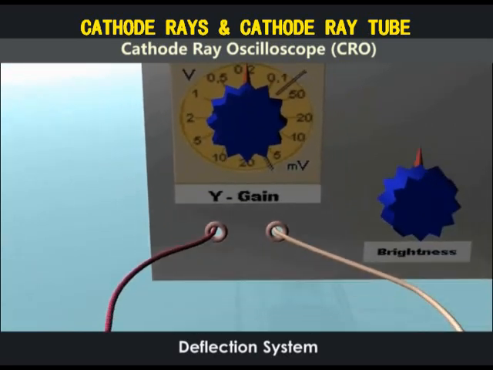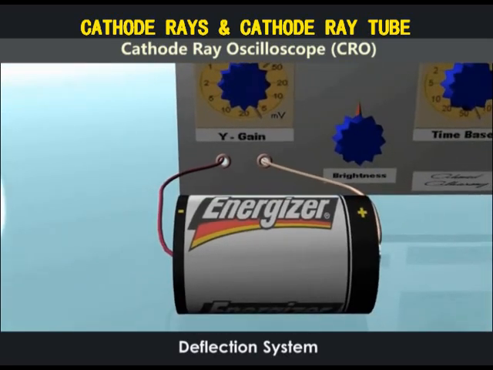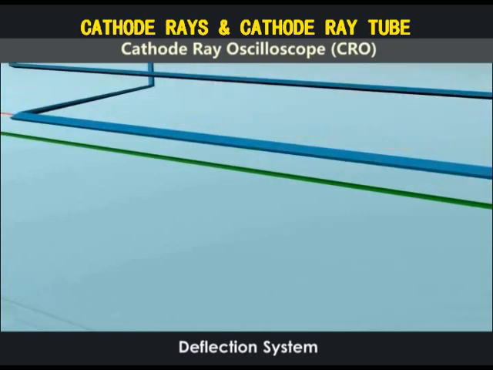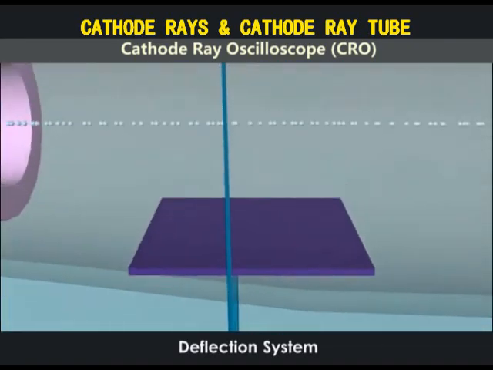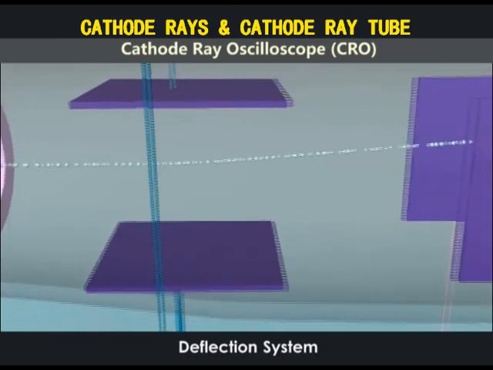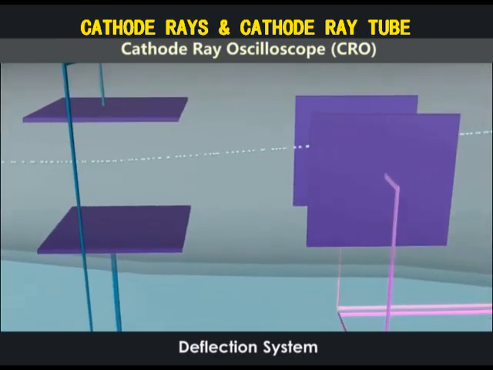For example, let us connect a DC battery to the Y input. This will apply a voltage on the two plates so that the upper one will be positive and the lower one is negative. This causes a deflection of the electron beam upwards towards the positive plate.